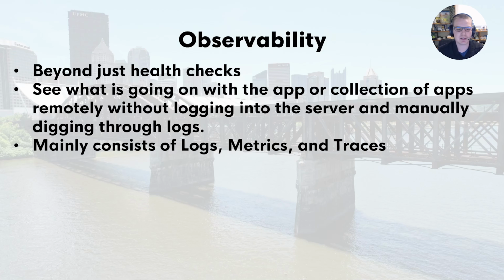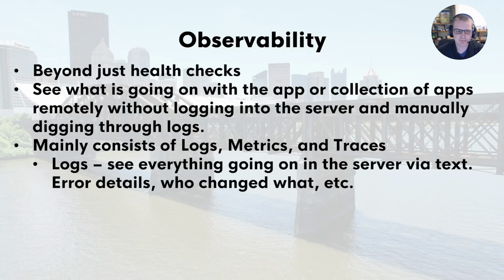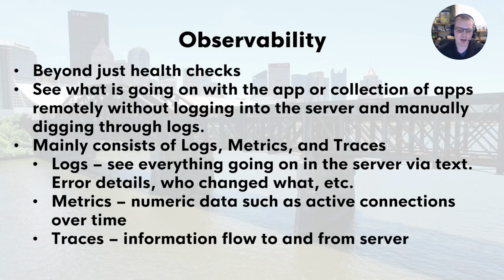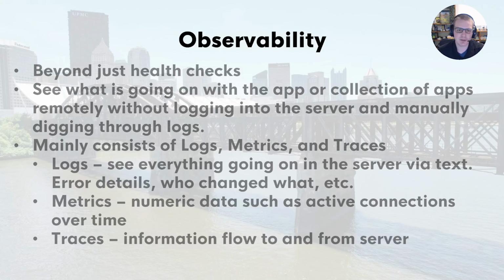Observability typically consists of logs, metrics, and traces. Logs, for all of the non-technical people, let you see everything going on with the server via text, which is like error details, who changed what, what's going on at this time, that sort of thing. Metrics are usually numeric data, such as active connections over time. Traces are information flow to and from the server.